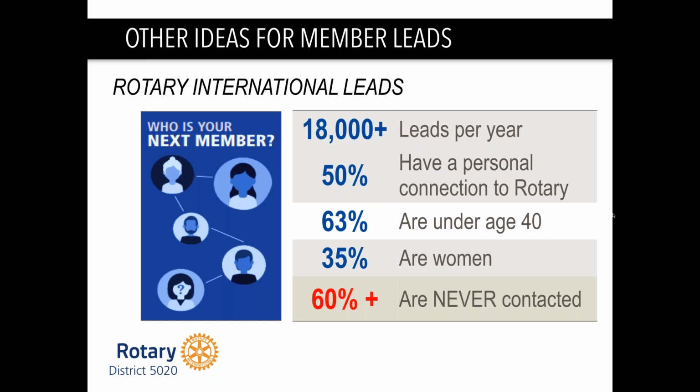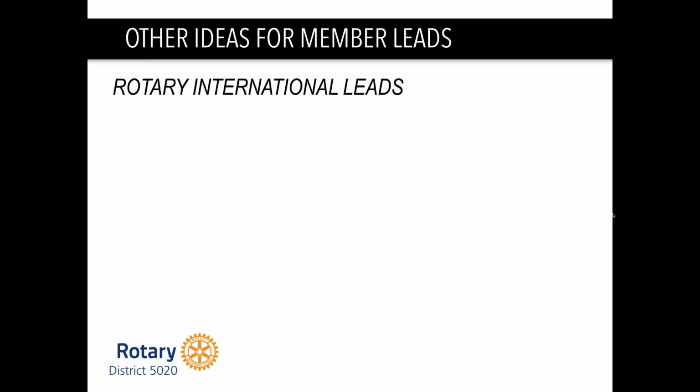The reason I'm mentioning RI's leads program is that, as you can see on this slide, most of the leads that come in, especially these leads from the last year, are the types of leads we're looking for in our clubs. They're connected to Rotary already, they're under the age of 40, and 35% of them are women. But the alarming thing is that over 60% of people who take the time to fill out Rotary's online lead form are never contacted.